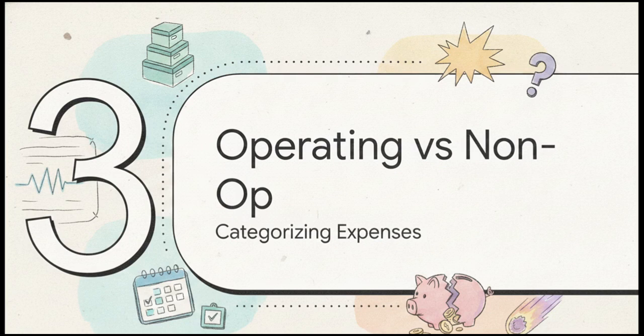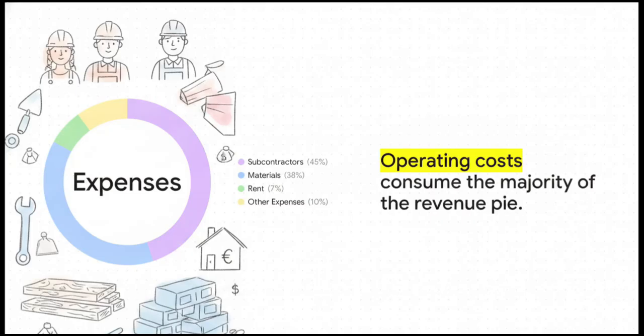All right, Section 3, operating versus non-operating. To really understand how we get to that bottom line, we have to separate the boring daily costs from the weird one-off expenses. Breaking down Green Harbor's specific expenses, it's pretty clear that direct operational costs eat up the vast majority of the revenue pie.